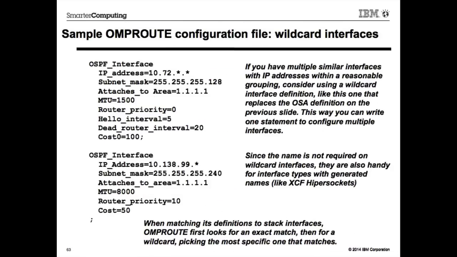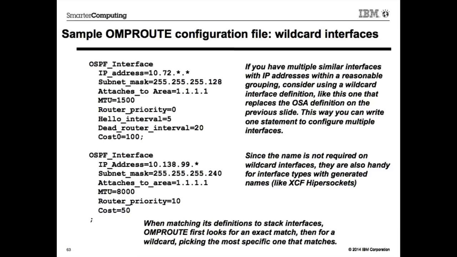Slide 63, wildcard interfaces. I'll just touch on these real quickly to make sure we don't run out of time. You can also, if you have multiple interfaces that have similar IP addresses that are reasonably grouped, code multiple of them all together with one wildcard interface. For example, the first definition will define every interface whose IP address starts with 10.72. If you don't have a more exact match, then this interface definition will be used for all interfaces that come up that start with 10.72. You can wildcard 1, 2, 3, or 4 octets. Obviously, just like the stack, we'll try to use the most specific match first. So when the stack tells OMPROUTE about an interface, we'll look for an exact match in our definitions. If we don't find that, we'll start looking at wildcards, starting from most specific to least specific.